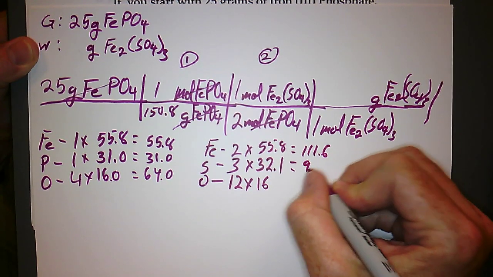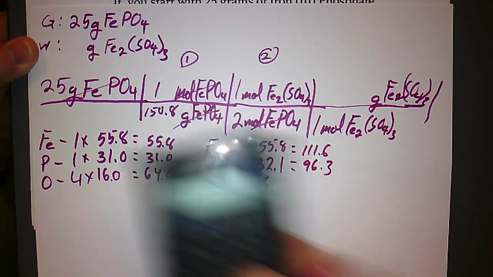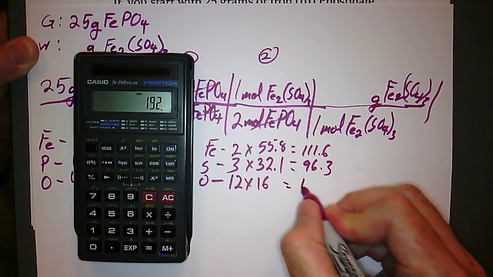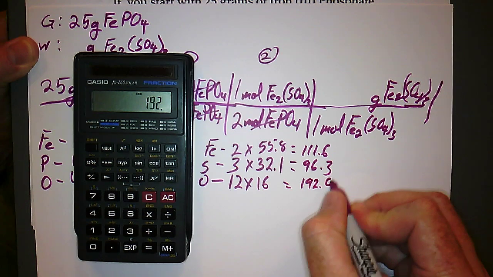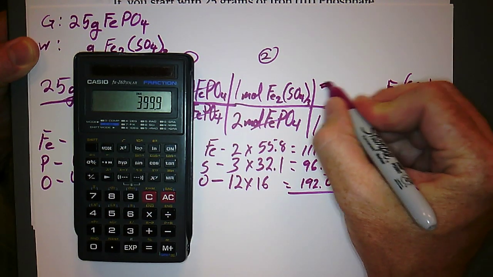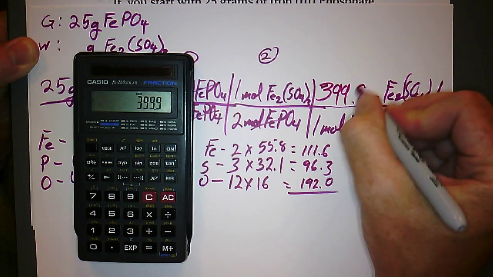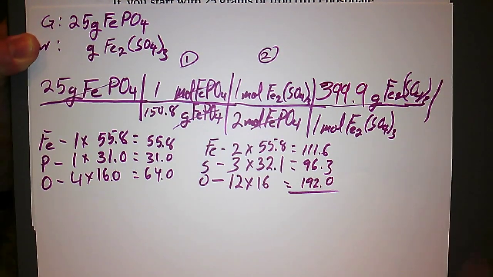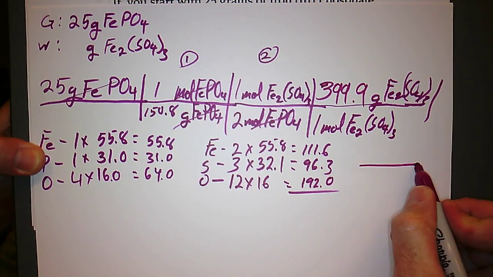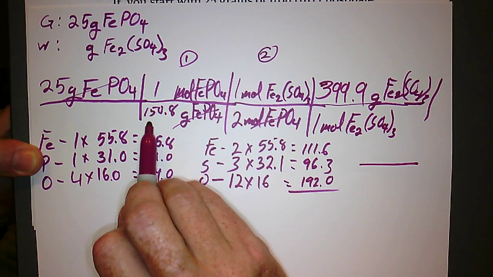So that's going to be 111.6, 96.3, and 12 times 16, 192. So we add that all together and we get 399.9. Could we round that to 400? Probably. Are we going to? No. Okay, I'm going to do the bottom first because it makes it easier for the calculator.